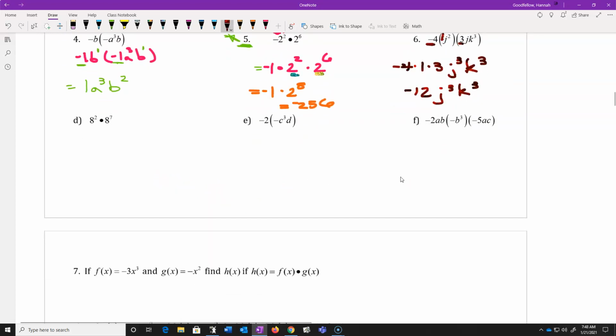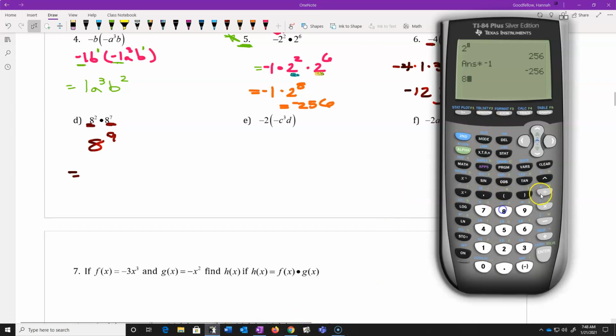Now, no coefficients out here on the fronts of these. Bases match. 8 to the 9th power. Holy moly, that should be a big number, and it needs to be evaluated. Let's see what good old calculator says about that. And whoa, that's a big guy.